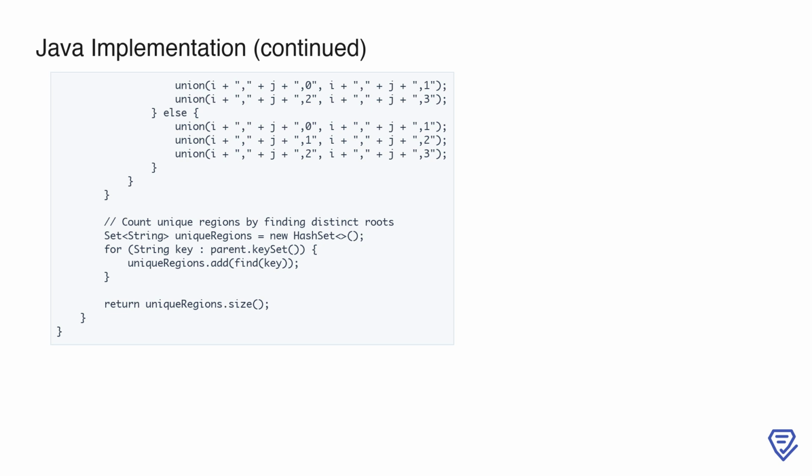After processing the entire grid, we count the number of unique regions by finding the distinct roots in the parent map. We use a hash set to store these unique roots, as each root represents a separate region. Finally, we return the size of this set, which gives the total number of distinct regions in the grid. This implementation efficiently handles the problem by leveraging the union find algorithm to manage connected components and resolve overlaps created by slashes. The result is a robust solution that scales well with the size of the grid.